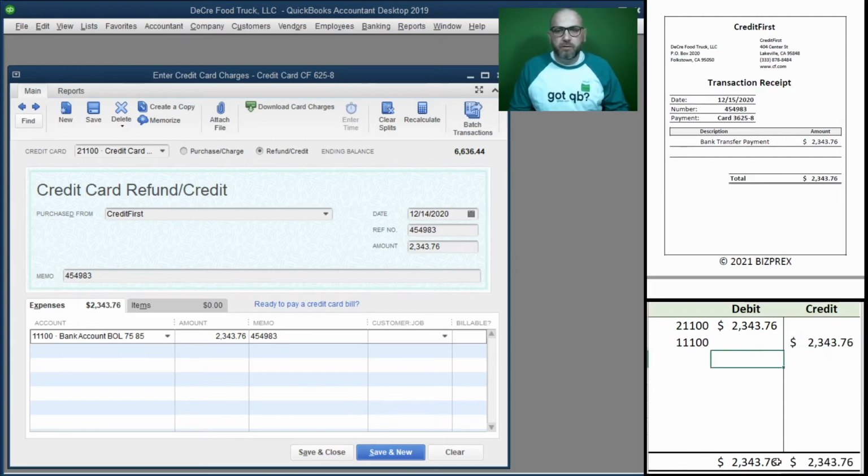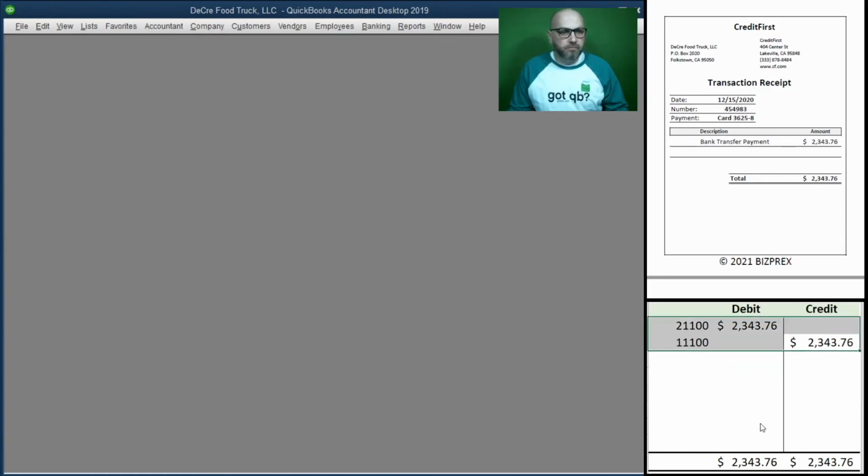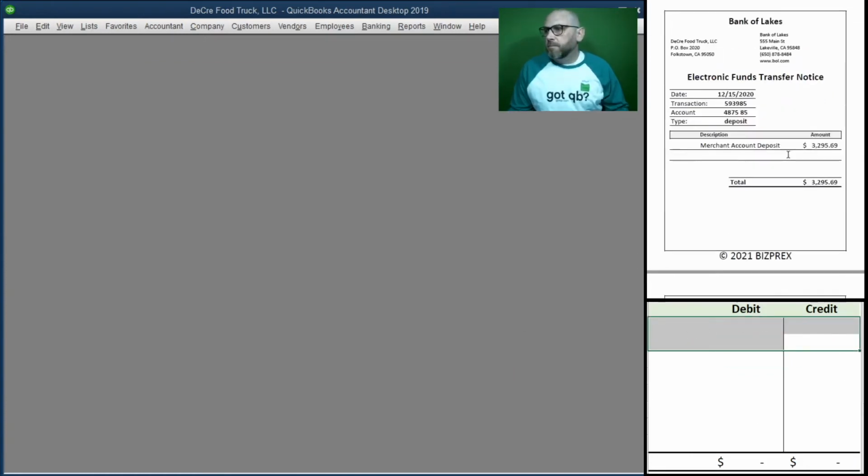All right, here we are. We're in balance. Save and close. Merchant account deposit. We're getting some money.